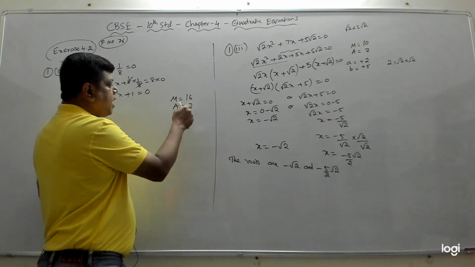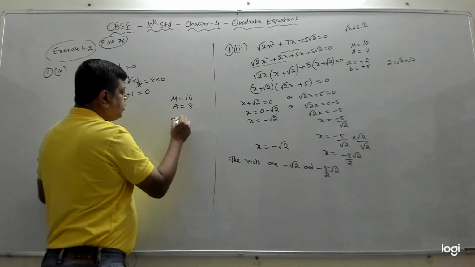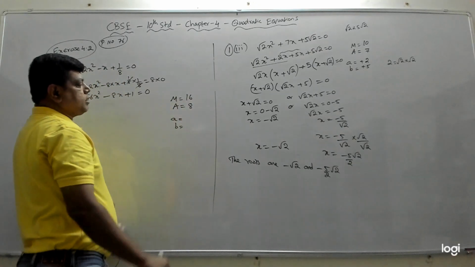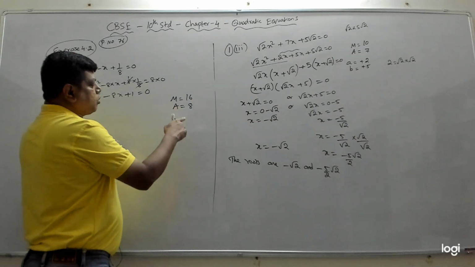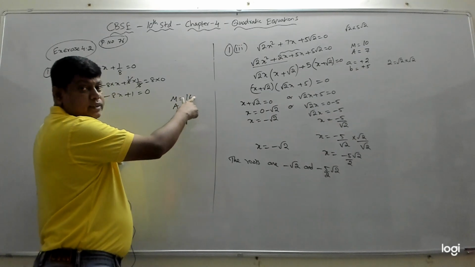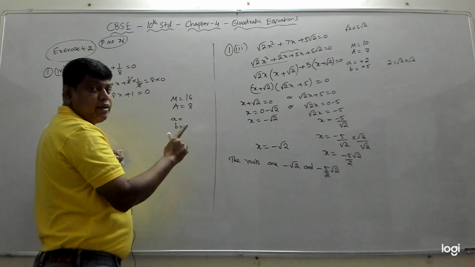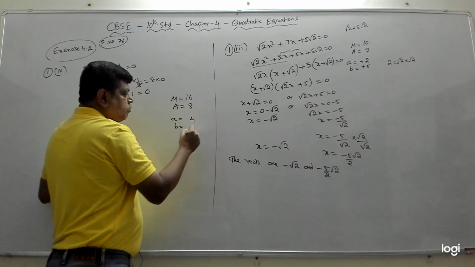The same two numbers, if I add, I should get 8. So we will call that one number as a, other number as b, small a, small b. Now what are the two numbers? Such that if I multiply the two numbers, I should get 16. Same two numbers, if I add, I should get 8. The numbers are what? 4 and 4.